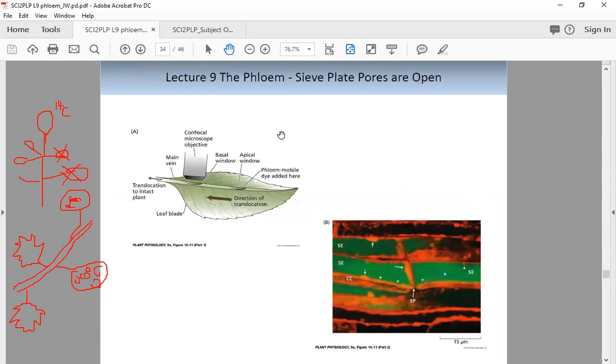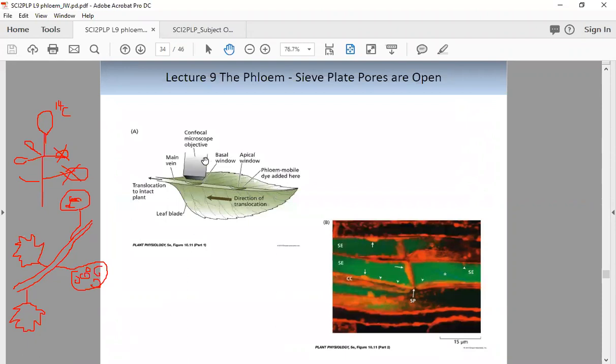All right, let's just look at what I think is a terrific little experiment that's been done. Well, I shouldn't say a little experiment. This would be technically quite challenging: to take an intact leaf from an intact plant and slice a little window here, without actually damaging the phloem, and another little window here.